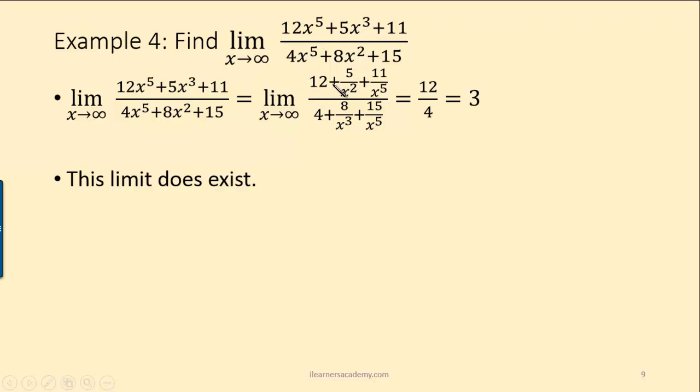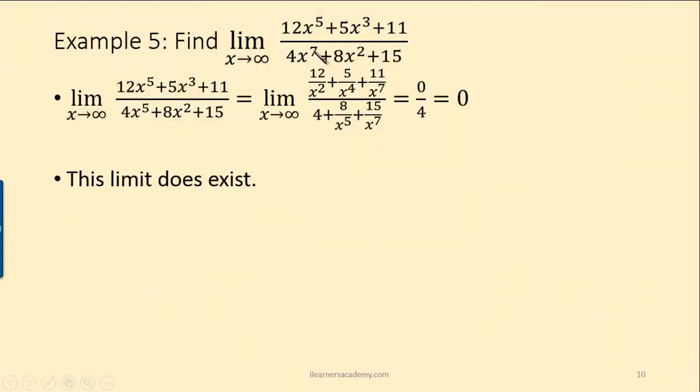That leaves us with 12 plus 5 over x squared plus 11 over x to the 5th. Coming down here, that leaves us with 4, 8 over x cubed, and 15 over x to the 5th. As x grows without bound, both of these approach 0. So this entire thing approaches 12. Both of these approach 0. The entire thing approaches 4. So the limit as x grows without bound of this entire expression is 12 over 4, which is 3. The limit does exist.